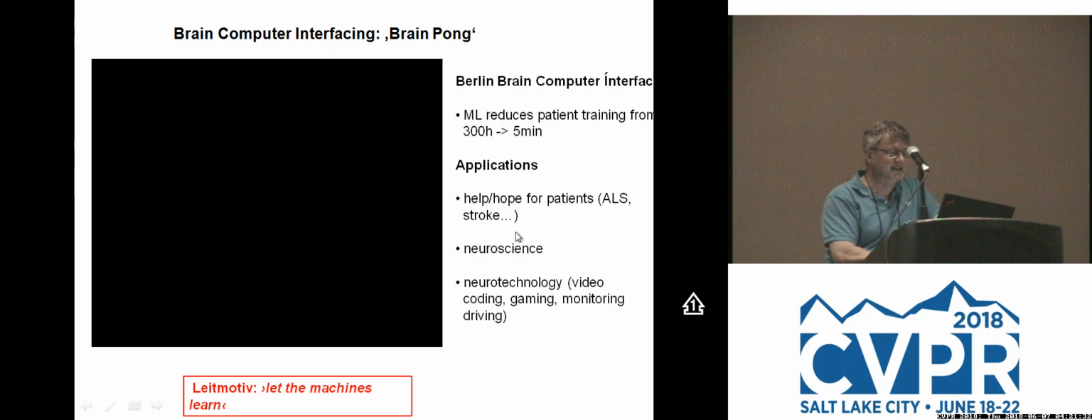So what are the applications? There's hope for patients, not only the ALS patients, the locked-in patients that we could hope to help, but also stroke patients. We can use this technology in the neurosciences and for redoing experiments. And we can also use this technique for all sorts of interesting neurotechnology. And I would like to give you the most obscure application that you would probably never think of.